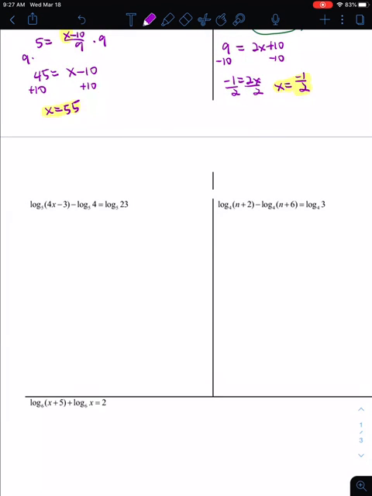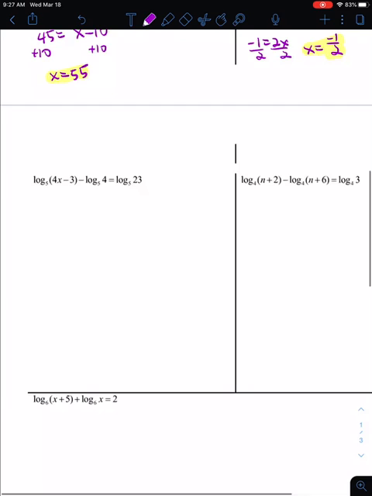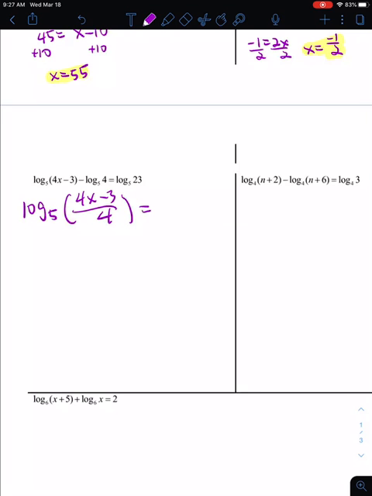Let's just try a couple more. If you like, you can actually pause the video and then try them yourself, and then kind of double check with me to see how you did. This one is actually slightly different, but the idea is the same. Same thing. We can use the quotient rule on the left-hand side because they're both log base 5. And now we have log base 5 on both sides, actually. So we can actually, I think we talked about this as well last week. We can actually just set these equal to each other, right?